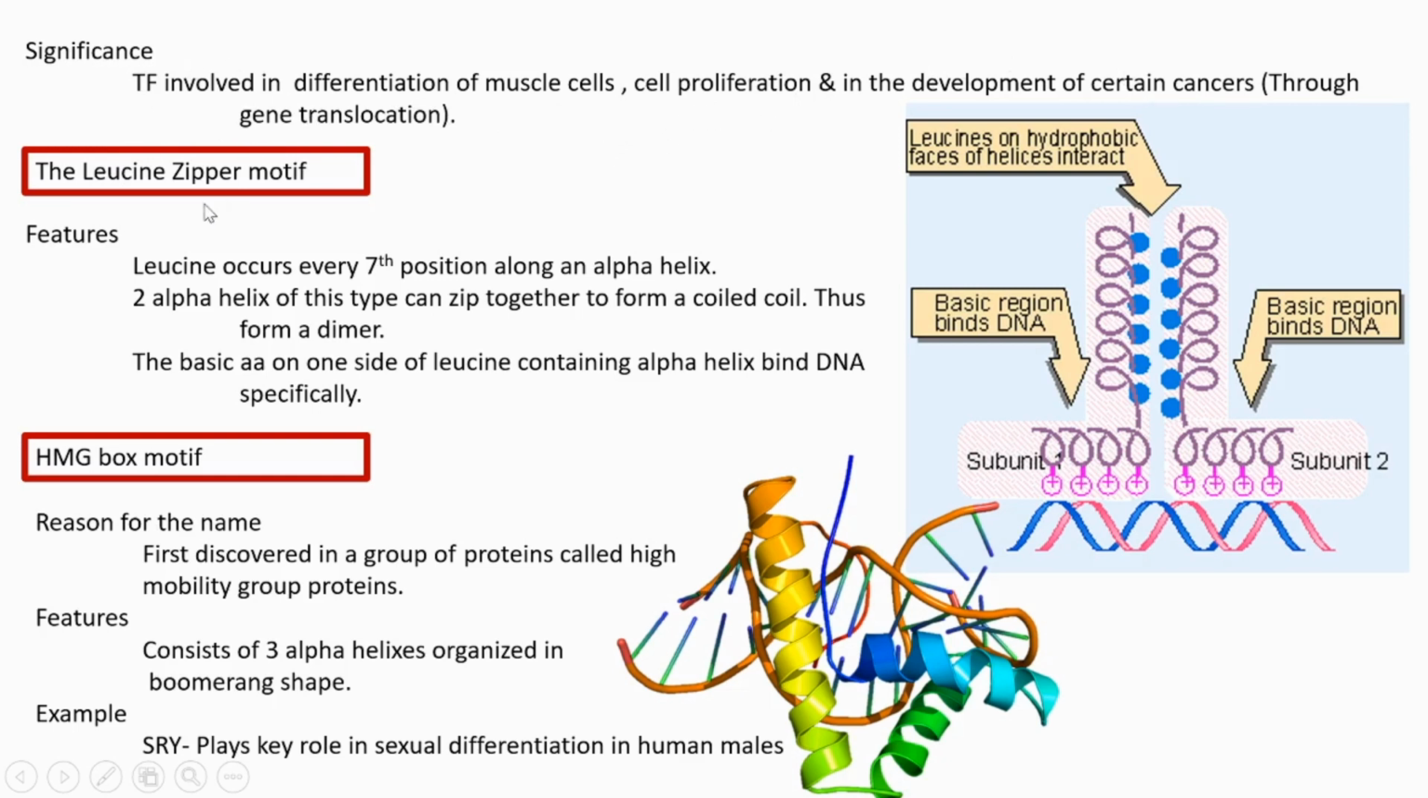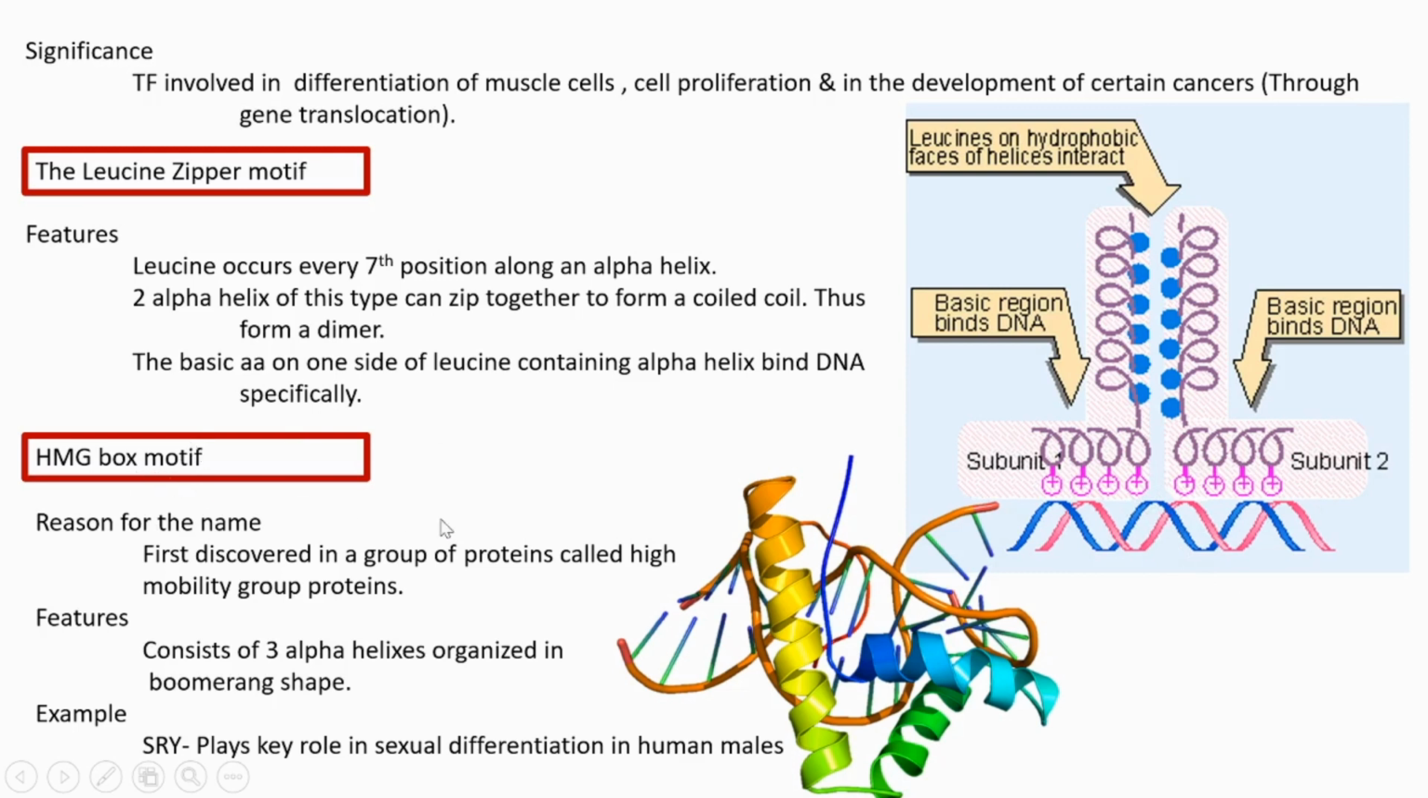Okay. Next, the leucine zipper motif is another type of motif. What is the feature of this leucine zipper motif? In this motif, along the alpha helix, every seventh position is occupied by a leucine amino acid. And here two alpha helices are present and they can zip together. So that's why it got the name zipper, and it forms a coiled coil. In that way it exists in the form of a dimer. And the basic amino acids on one side of the leucine-containing alpha helix bind with the DNA sequence specifically.